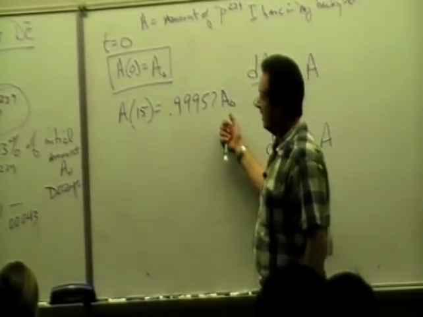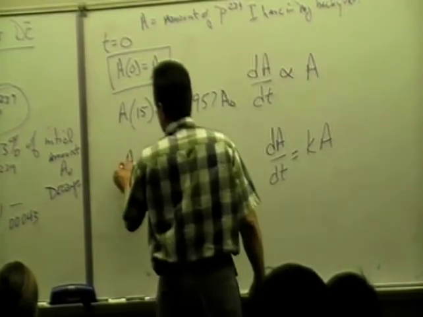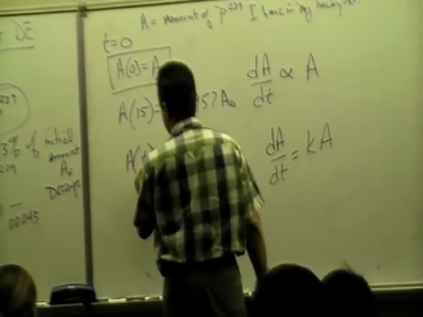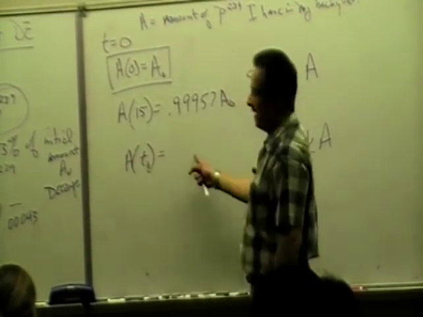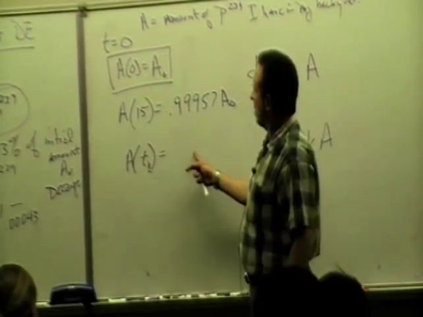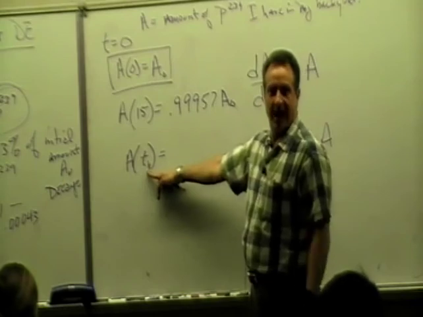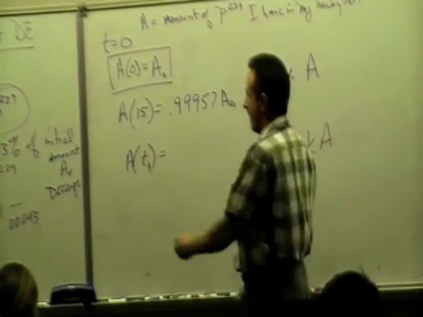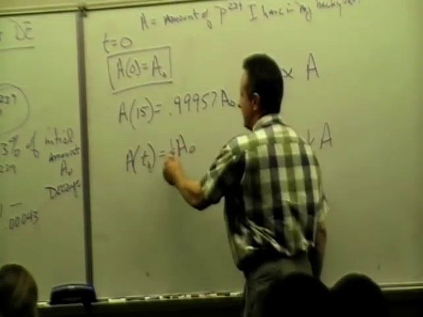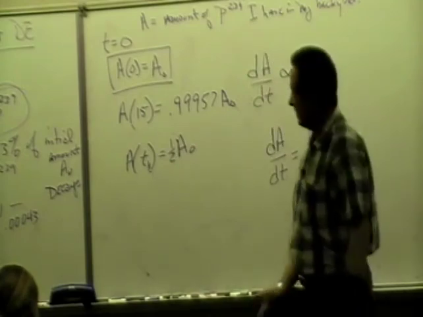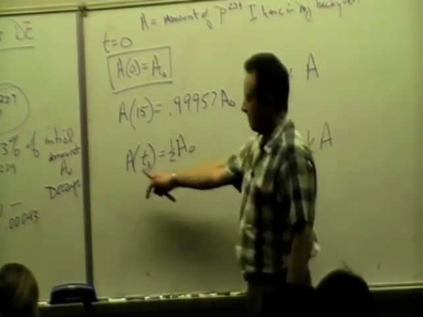All right, and I want to know at what time, this half-life, will I have how much? If I start off with A sub naught, how much will I have if I let time go one half-life? Yeah, 1/2 A sub naught, correct? That's pretty much my problem. I want to find this time.